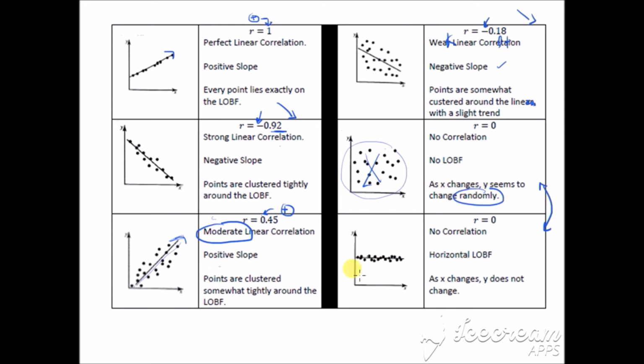Okay, the other one is when it's a horizontal line. So if it's a horizontal line of best fit, as x changes, y does not change. Y just keeps going.